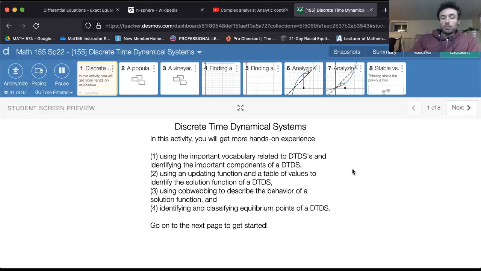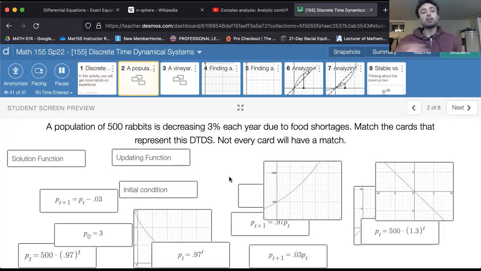So it's been requested to make solutions to the first Desmos activity over discrete time dynamical systems. So let's go ahead and do that. Okay, so we don't really need anything for the intro slide, but okay, grouping together like tiles.